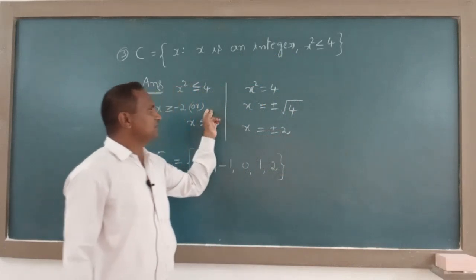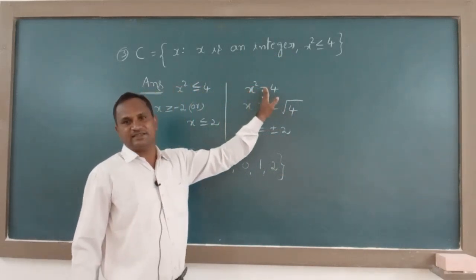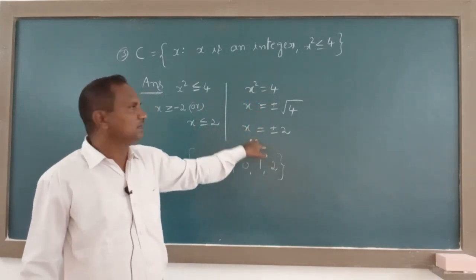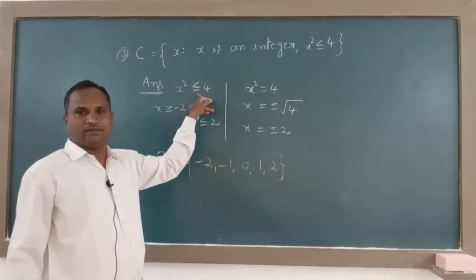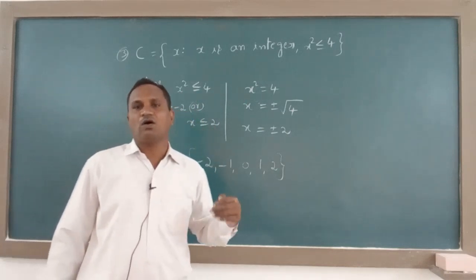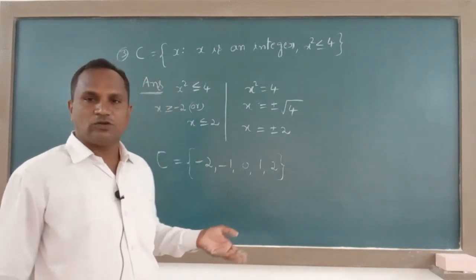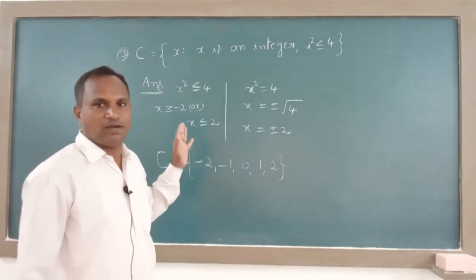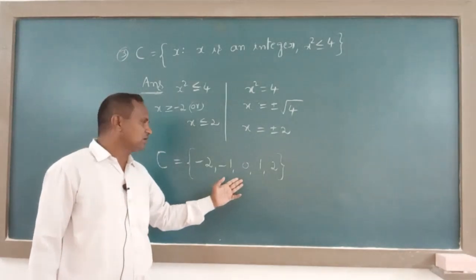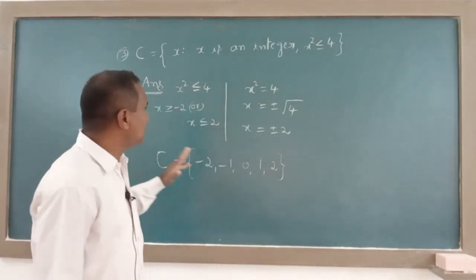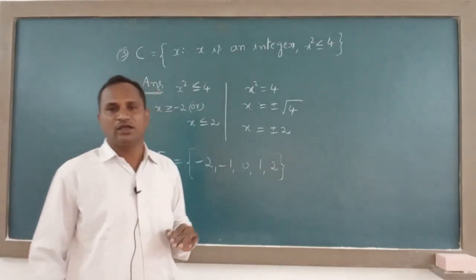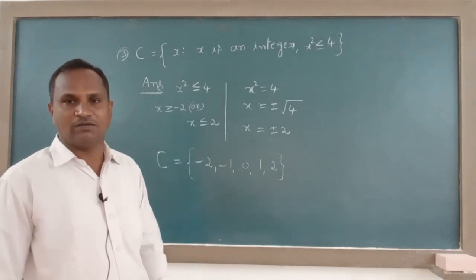Otherwise, if you apply this condition outside, you can equate x square is equal to 4. On calculating, we get x is equal to plus or minus 2. The meaning of the inequality is that the value of x is greater than or equal to minus 2 and less than or equal to plus 2. From minus 2 to plus 2, which integers are we getting here? Minus 2, minus 1, 0, 1, 2. This is the correct answer for this third question. Now we are going to solve one more question.